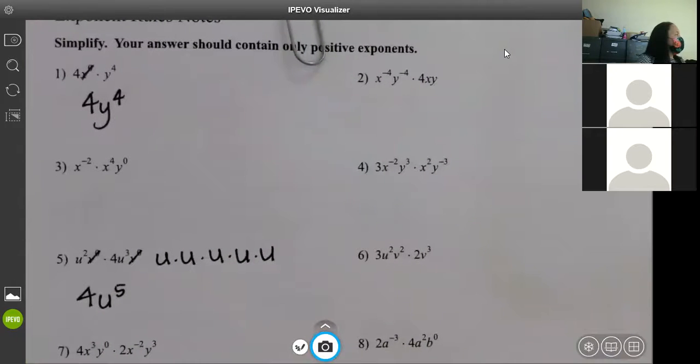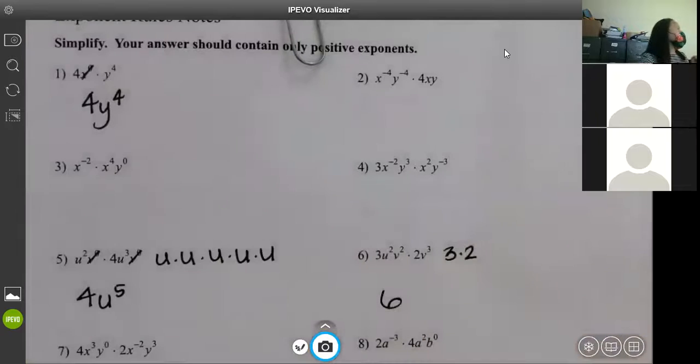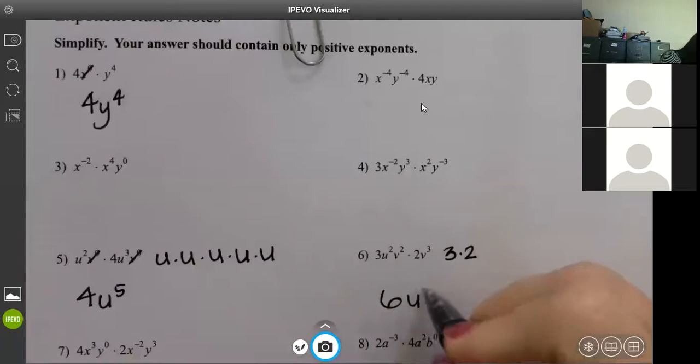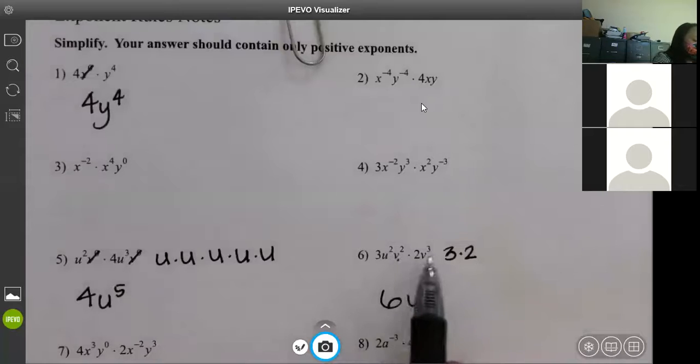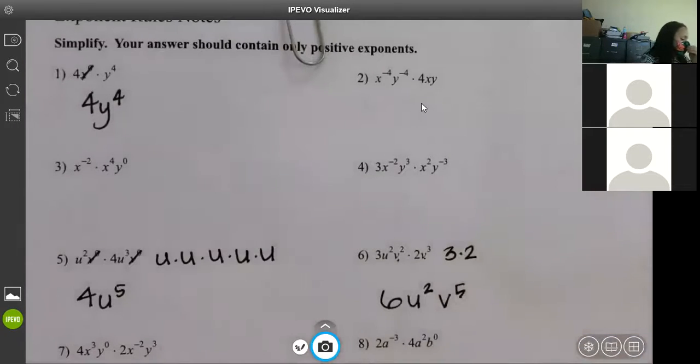Look at number 6. We'll get to those negative exponents in a minute. What are the 2 coefficients that you have? 3 and 2. What is 3 times 2? 6. There we go. You have how many total u's? 2. For the v's, I have 2 right here and 3 right here, which makes a total of 5. That's all you did.